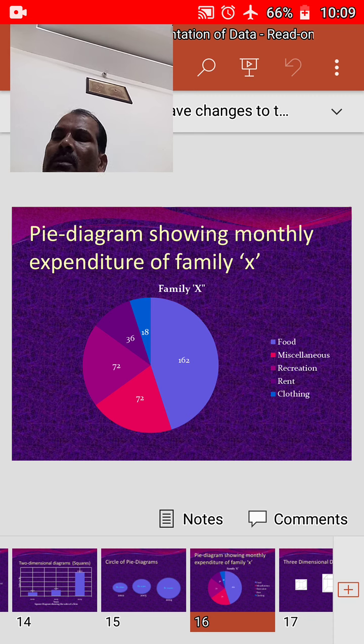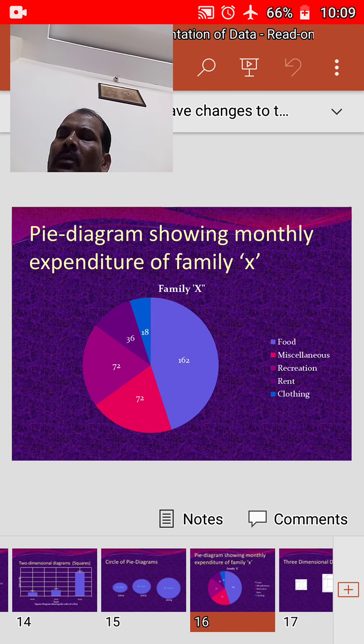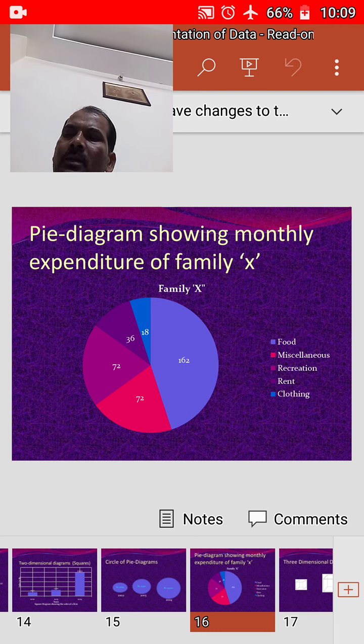Okay, total, so that means 10,000 rupees they are spending. For 4,500, how much is it? 4,500 by 100 into 360 is equal to 162, whereas 2,000 by 100 into 360 is equal to 72. In the same manner, if we divide, you will get for rent 72 and recreation 36. This total will be equal to 360 degrees.